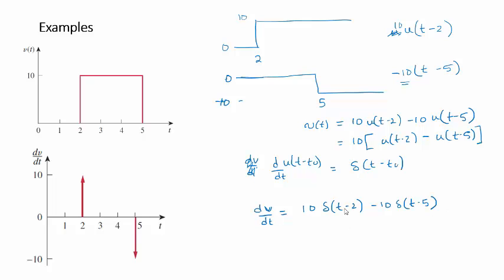So we take the derivative, we get that, and if we were to plot it, it has strength of 10. Our delta functions have strength of 10. We have one here, and we have one here. So, okay.